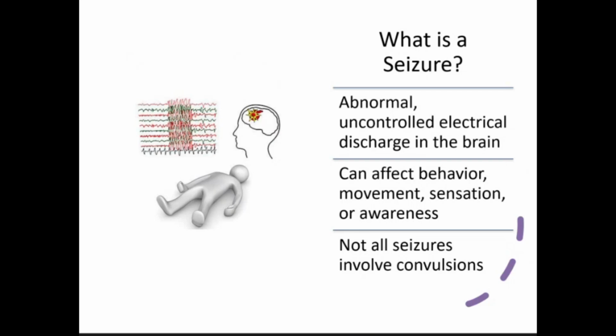The textbook definition is abnormal, uncontrolled electrical impulses in the brain. It causes an overload in your brain, causes your body to do all sorts of different things. It can affect behavior, movement, sensation, awareness, but not all the time do we have that textbook seizure activity. We're going to really get into that portion as well.